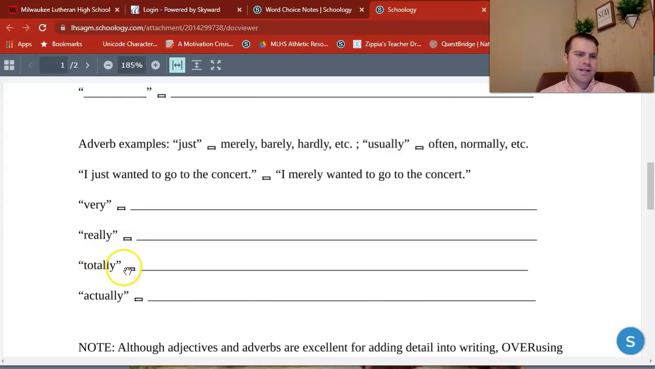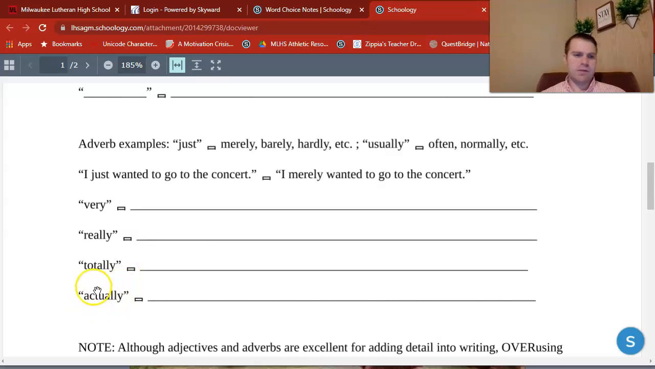The problem with totally is that it's been hijacked by surfers in the 1990s to become a slang term. Totally, dude. Some better alternatives for totally: completely, entirely, wholly, W-H-O-L-L-Y, might be some better, more creative alternatives.